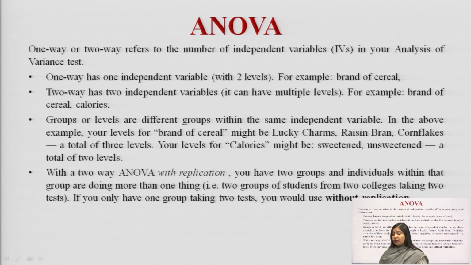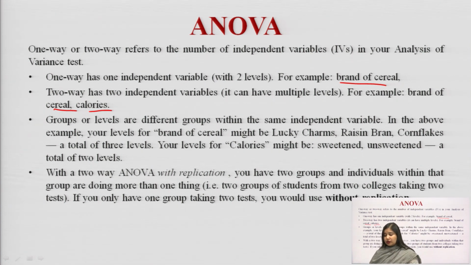Then two way has two independent variables, and it can have multiple levels, for example, brand of the cereals and calories. So, brand and calories become the two variables. In the first, there is only one variable, brand of the cereal.